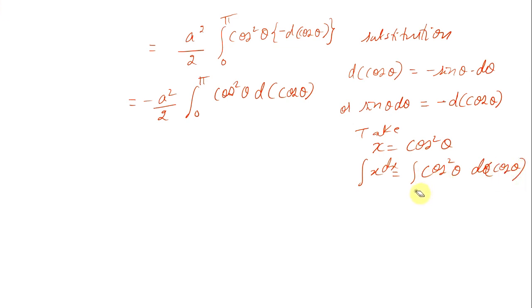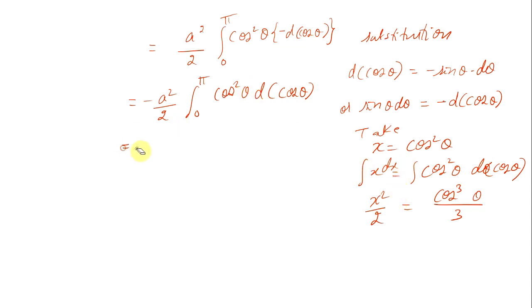Is it clear? So integration of x square dx, which is equal to integration of cos square theta into d cos theta, if you integrate this, it will be x cube by 3. Same way, this integration will give you cos cube theta by 3. So this is how we integrate these ones.